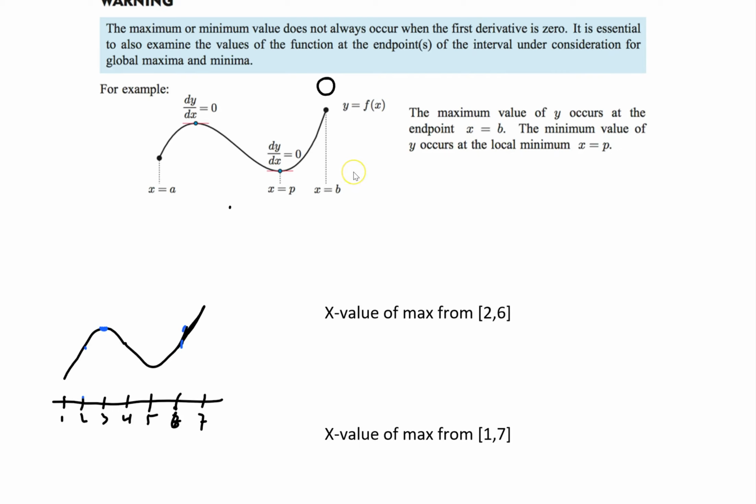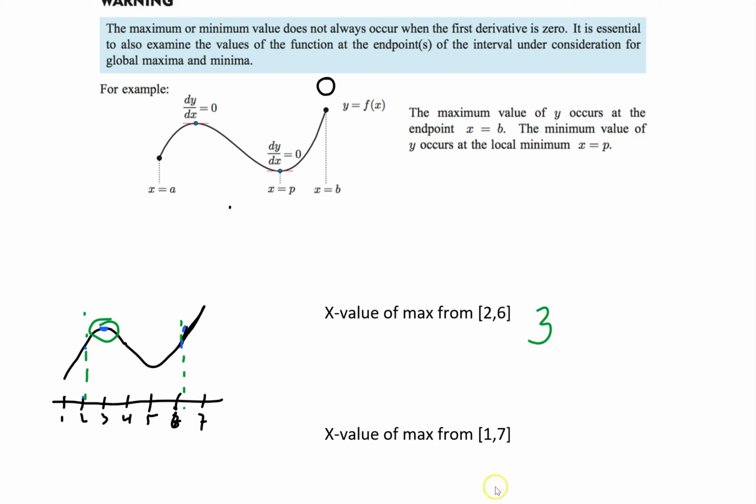So let's look at this example right here. Let's find the x value of the maximum from 2 to 6. Notice this is from 2 to 6. So on my little graph right here, I'm only going from 2 to 6. Well, the max would be right here, at 3.